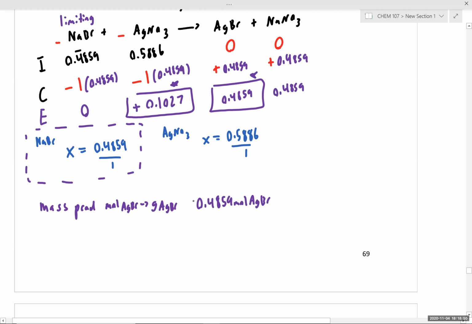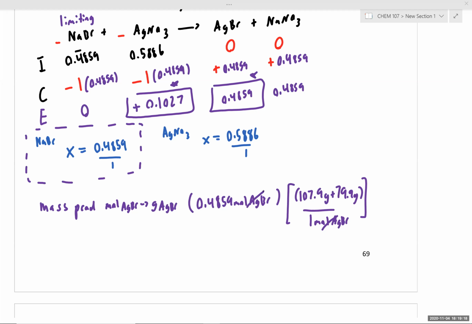I'm going to need some students to help me out here. We know that the mass of silver is 107.9 grams and bromine is 79.9 grams. So if we add these up, we have the molar mass of silver bromide. So as we see, the moles of silver bromide cancels and we're left with grams of silver bromide.